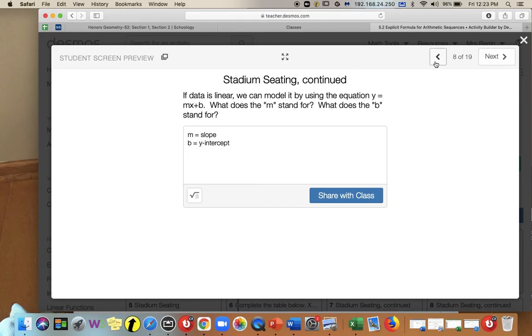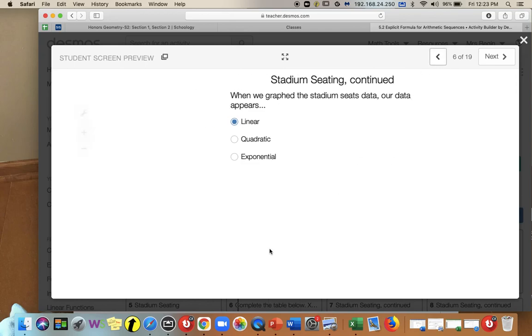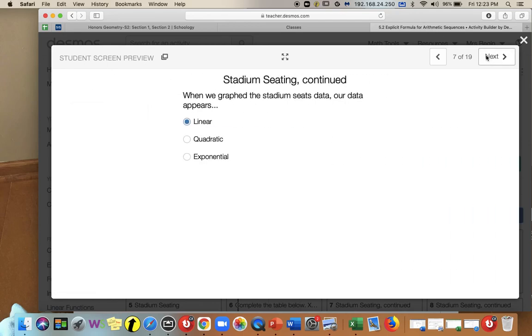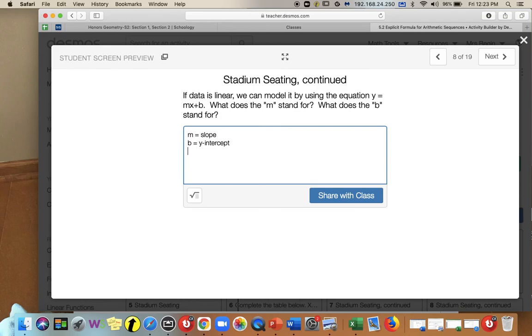And if we notice on our graph here, we don't have the y-intercept. We just have row 1. But we could go backwards. If we could figure out the y-intercept, we could go backwards and get that our y-intercept would be 5. So if I were to graph that, we could say y equals, it's going up by 5 every time. But in row 0, if there was a row 0, there would be 5 seats, because in row 1, there were 10.